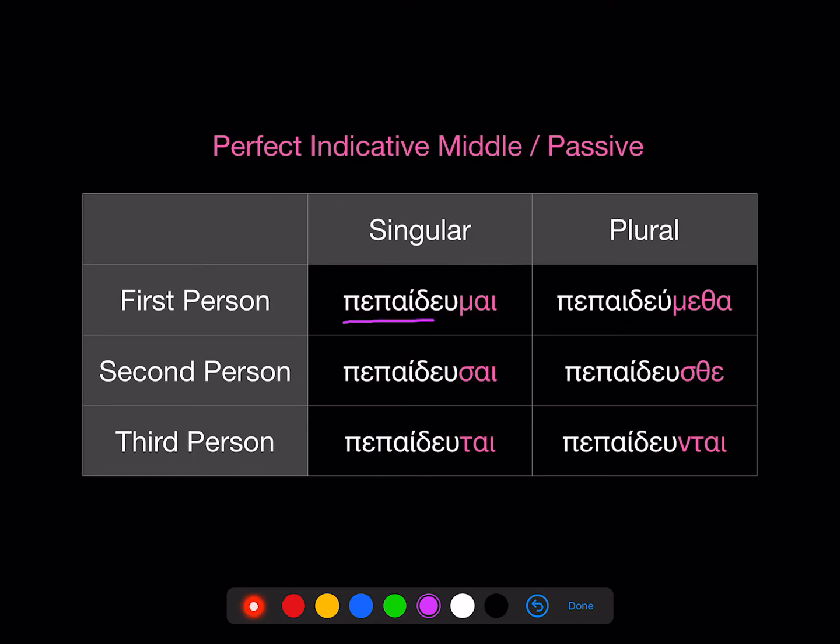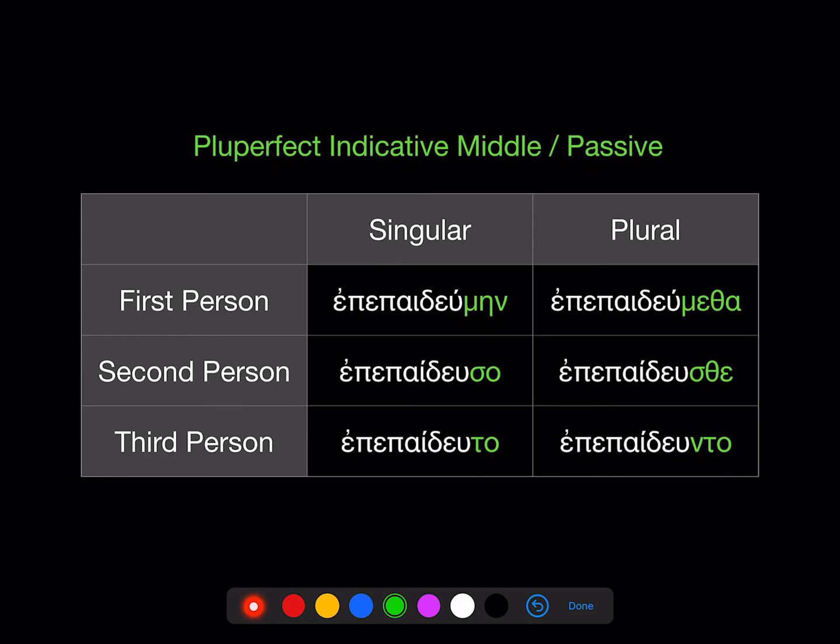So there's that stem. And we're going to get pepaideumai, pepaideusai, pepaideutai, pepaideumetha, pepaideusthe, pepaideuntai. Notice that these final alphas and iotas, even though they're diphthongs, are counting as short for purposes of accentuation. Note that these all have recessive accent.